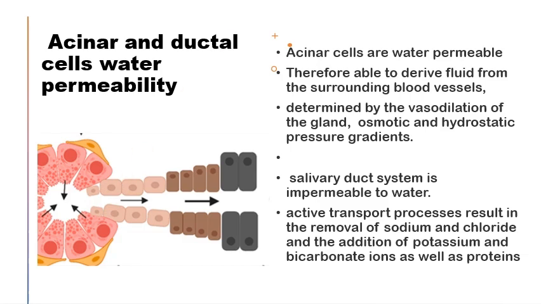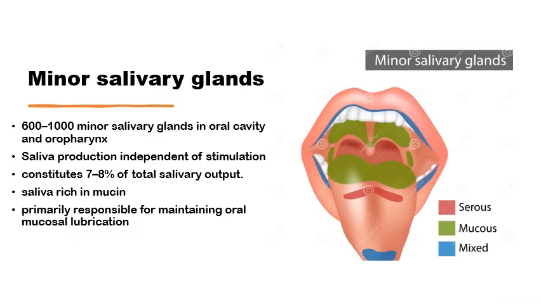In addition to the 3 pairs of the major salivary glands, there may be around 600 to 1,000 minor salivary glands in the oral cavity and also in the oropharynx. The minor salivary glands produce saliva independent of stimulation. They produce between 7 and 8% of the total salivary output, mostly in the resting or the basal type of saliva secretion, not the stimulated part.